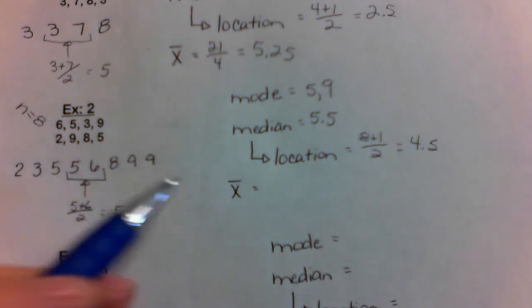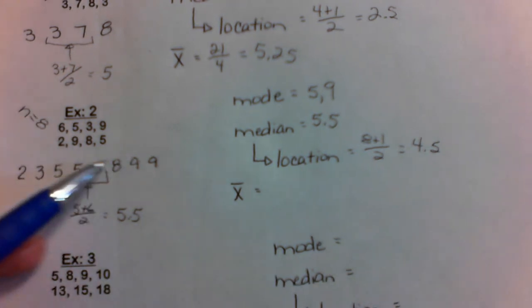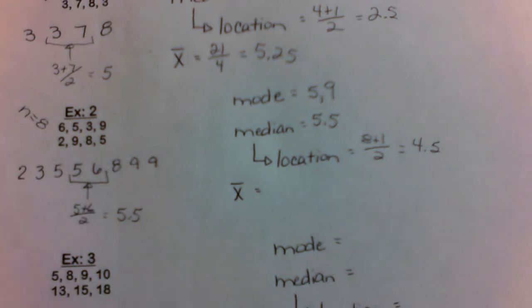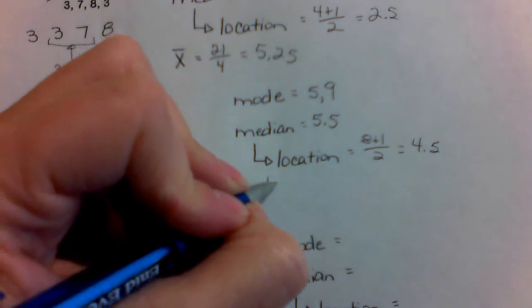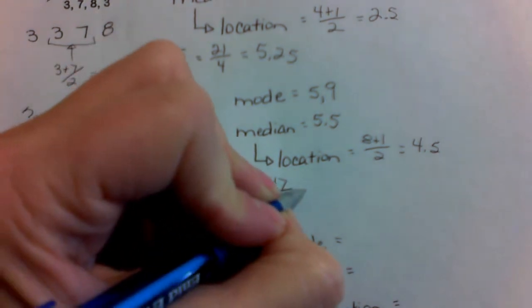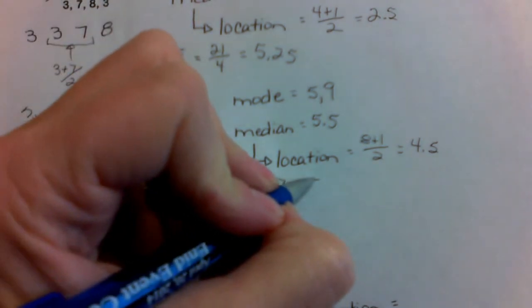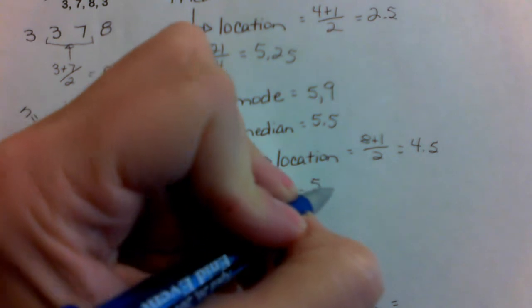Then to find the mean, and I want you to get used to using X bar for the mean, you're going to add all of these values up. So 2 plus 3 plus 5 plus 5 plus 6 plus 8 plus 9 plus 9, and you get 47. So you would have 47 is the summation. There are 8 values, so I'm going to do 47 divided by 8 on my calculator, and I get 5.875.